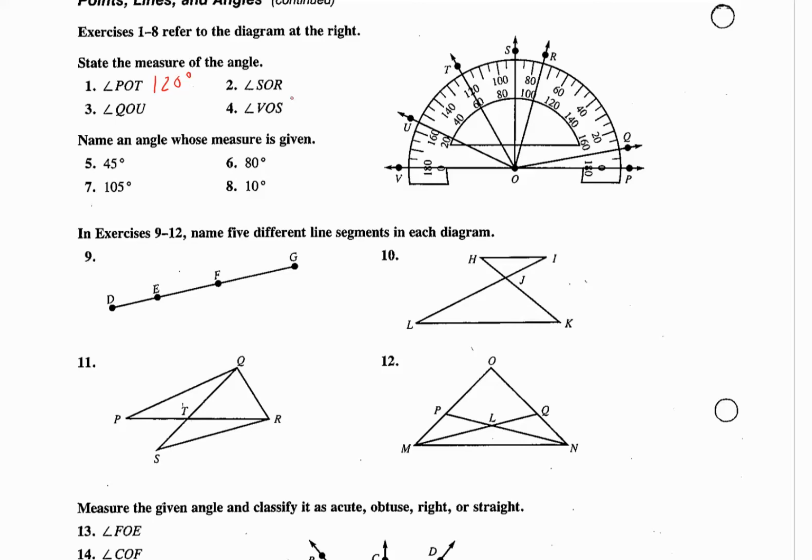Let's do number 2. We have SOR. If we start at S, O, and go to R, and look in between, it'd be 5, 10, 15 degrees. Each one of these tick marks here is 5 degrees. So 15 degrees. Why don't you pause the video and try to do 3 and 4 yourself. Hopefully you got 145 for QOU, and for angle VOS, that was 90 degrees.